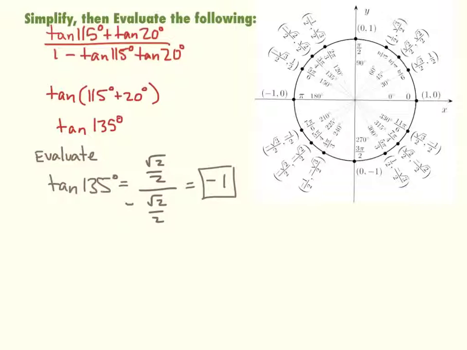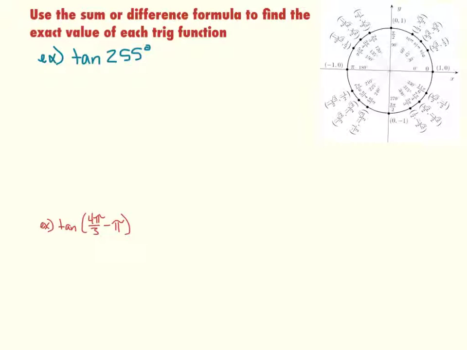So this is simplified, this is evaluated. This is whenever you're given it in the sum formula and you want to work backwards. From now on, we're going to go the other way. So now we're going to use the sum or difference of tangent to figure out these angles that aren't on the unit circle. So the tangent of 255 degrees. There's multiple ways I could do this. I could do 225 plus 30. I'm going to do 210 plus 45, just because I want to. So this is the same thing as the tangent of 210 degrees plus 45.